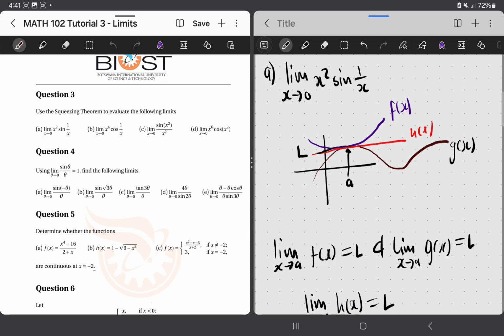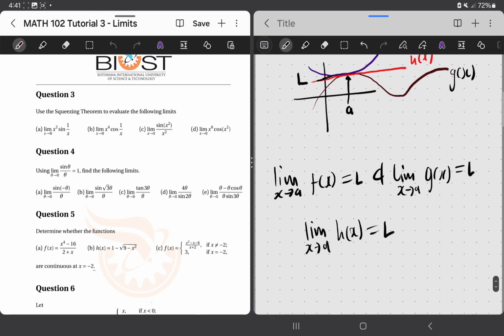So all we have to do is have an inequality. We have to have a certain function on the left and a certain function on the right. Evaluate those two, then obviously the middle one will have the same limit. So it's very easy.